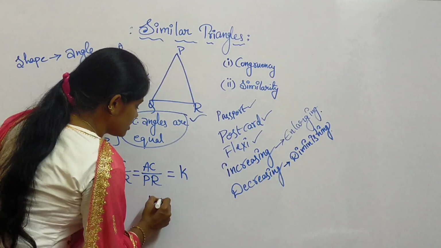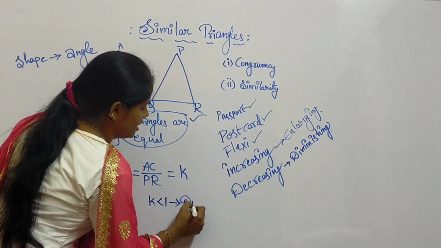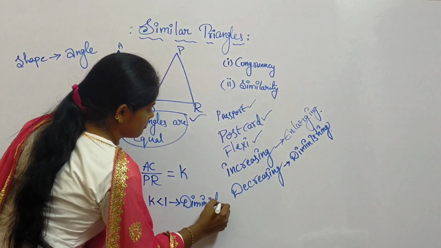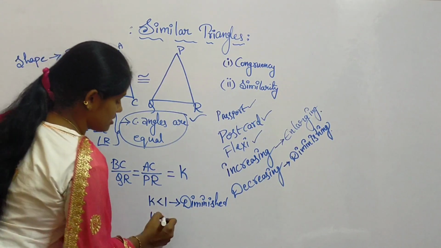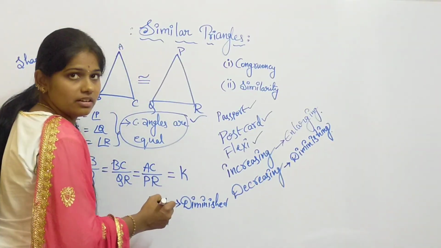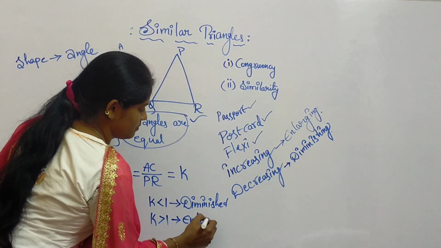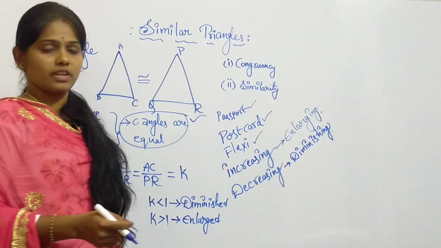Scale factor means increasing or decreasing, an enlarged figure or a diminished figure, right? If the K value is less than 1, we will get the diminished photograph. And if the scale factor K is greater than 1, we will get the enlarged photograph. Okay?